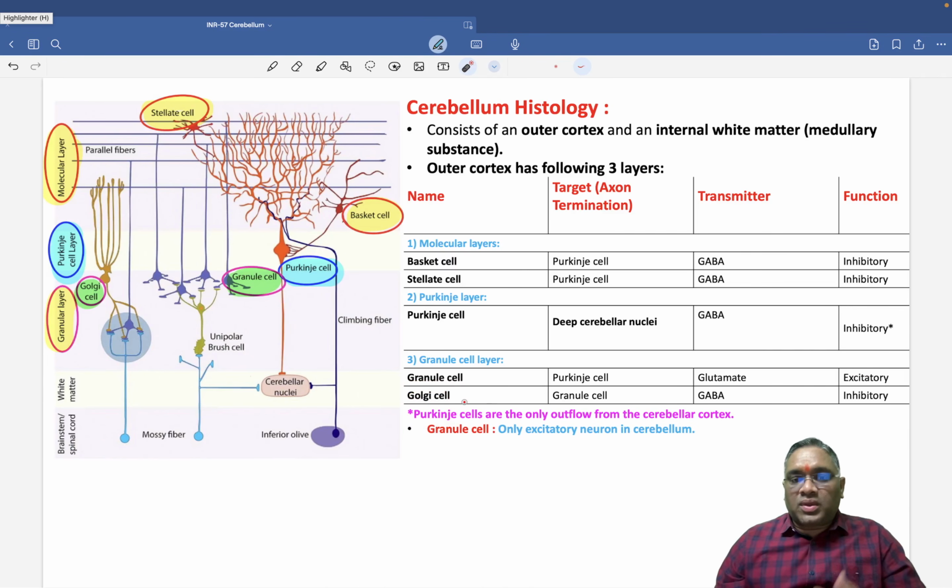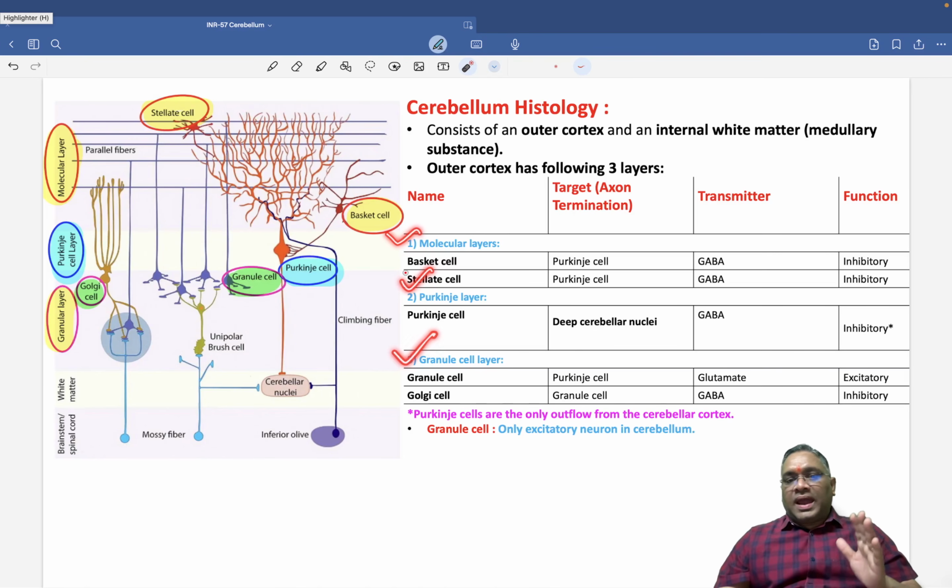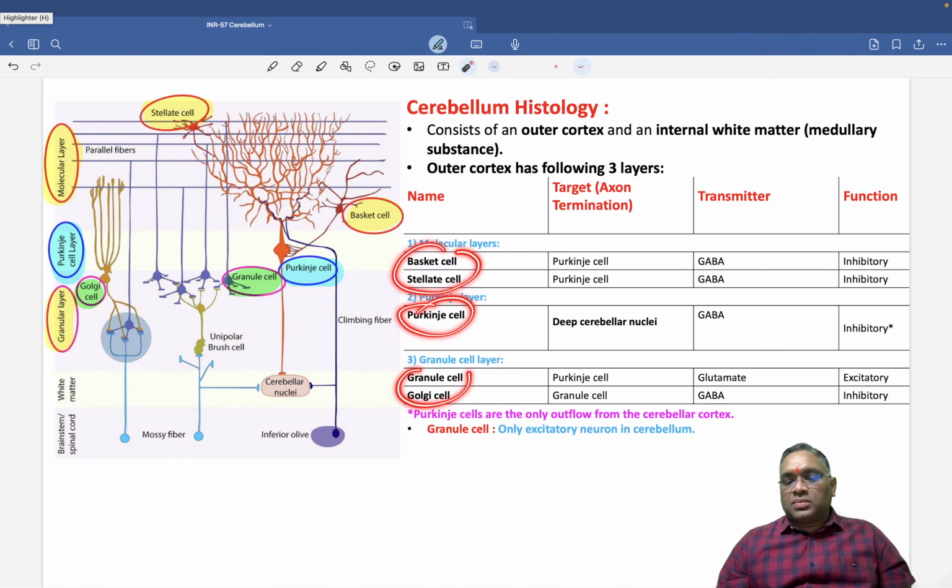Golgi cell, what are they doing? Golgi cells go to granule cells. See, Golgi cells combine with granule cells. These are the granule cells, right? So Golgi cell axons are terminating on granule cells. Golgi on granule cell. And they will release GABA, and they are inhibitory. So now you can see the three layers of the cerebellar cortex: molecular, Purkinje, and granular. And their cells also we have observed.